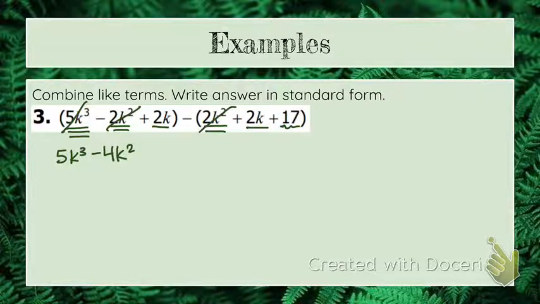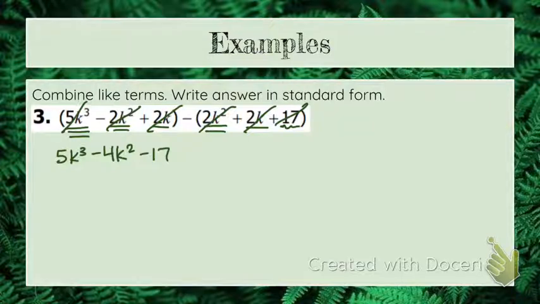Took care of those. And then 2k minus 2k gives us 0. So we don't have to put that in there. And then we have a 17 over here, but this minus sign applies to that 17 as well. So you can think of it as like 0 minus 17, or however you want. And that's going to give you negative 17. So we've taken care of that one.